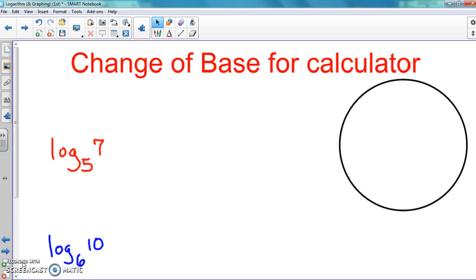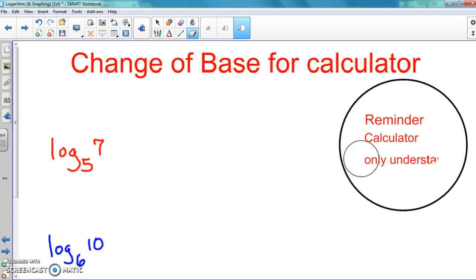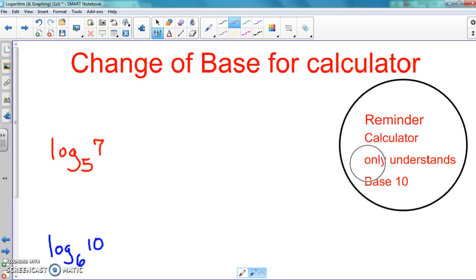But one thing you need to remember, and hopefully you remember this back from Math 3 when you took it, whenever you do logs in a calculator, it only understands one base number. Does anybody remember what that base number is? So your calculator only understands base 10. Only base 10, doesn't understand anything else.